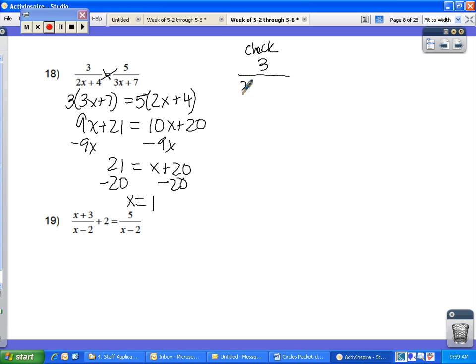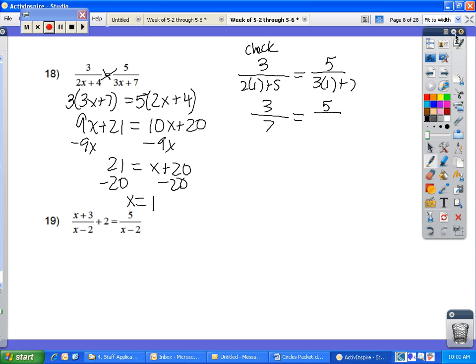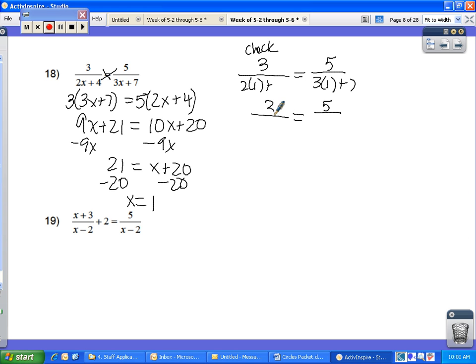Is 3 over 2 times 1 plus 4 equal to 5 over 3 times 1 plus 7? So is 3 over 7 the same as 5? Oh, whoops, hold on for a second. There's a 4 here. Sorry about that. So, the 2 times 1 plus 4. So is 3 over 6 the same as 5 over 10? Yes, they are both 1/2. So therefore it works. Okay? X equals 1 is your solution.